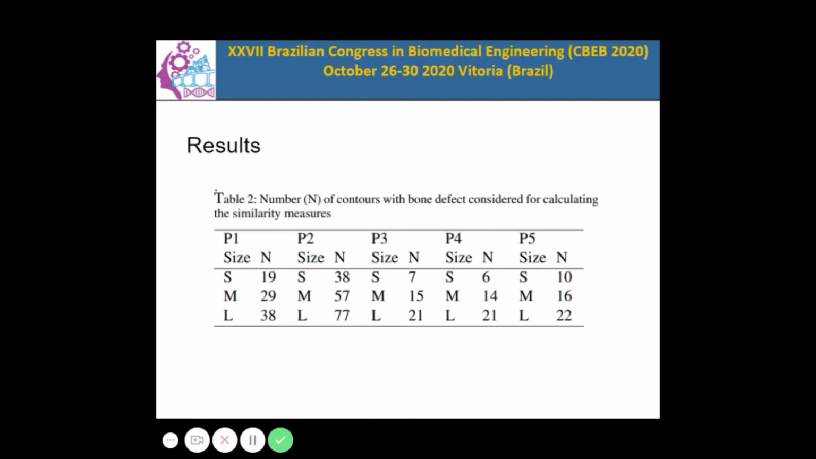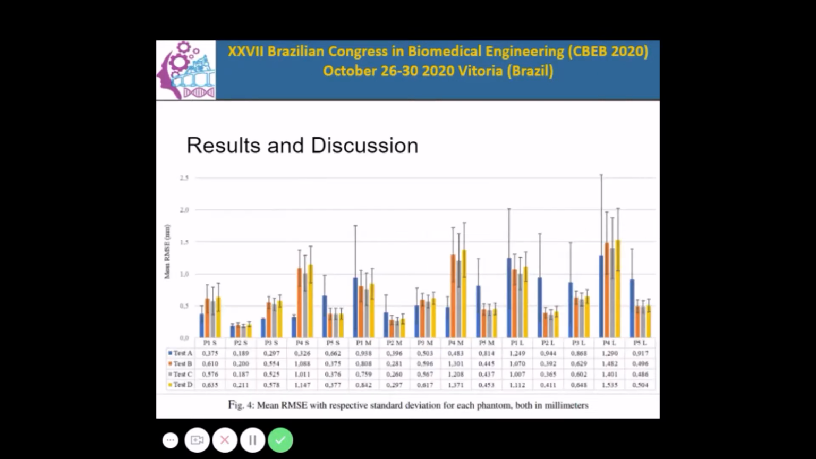The mean similarity measures were calculated between the gold standard contour and the estimated contour in the bone defect region, considering all contours that comprise the bone defect of each phantom for each test. Table 2 presents the numbers of contours considered in the calculation of similarity measures for each phantom, which vary based on the patient's anatomies, image series, and size of the defect.